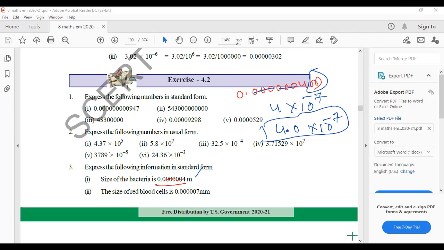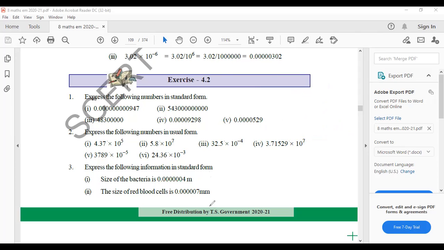Clear? Similarly, tell me the answer for the second question on your own. 7.0 into 10 to the power minus 5.